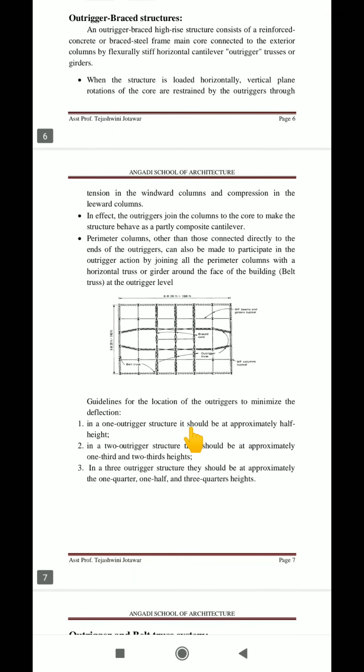The effect of outrigger: it joins the columns to the core to make the structure behave as a partially composite cantilever. So by using outriggers to connect the columns to the central spine, I am making this central core very strong and stiff, and this will act as a cantilever system irrespective of whether I have projections like these columns and other things. This entire structure will act as a single cantilever building.